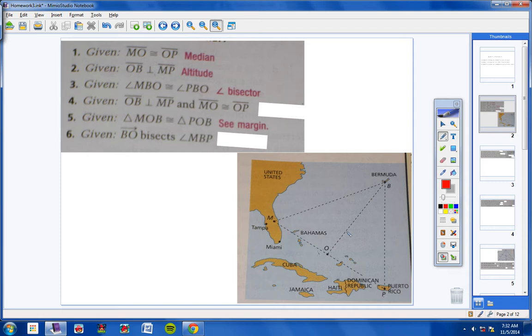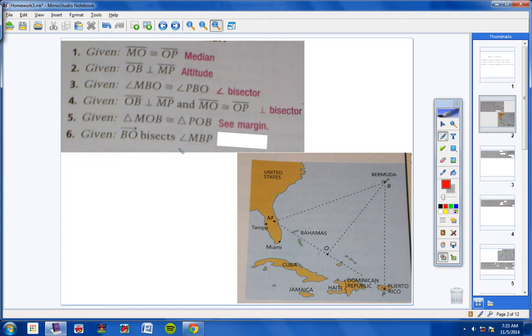OB is perpendicular to MP, so we have a right angle here, and the segment here is congruent to the segment here. If OB is perpendicular to the other side, which it is, and it hits at the midpoint, so that this segment is congruent to the segment here, then we call this segment OB a perpendicular bisector. All right, moving on to number 5.